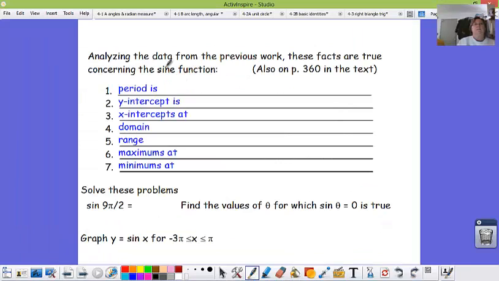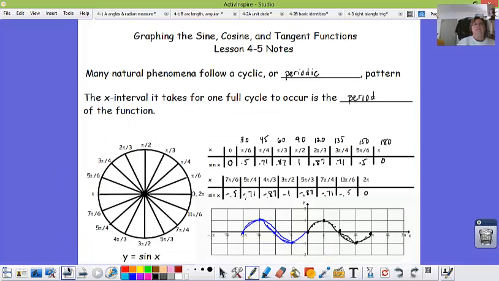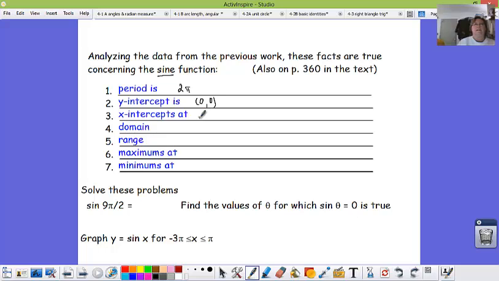Okay, the period for the sine function, all this data, by the way, is on page 360 in your textbook. The period is 2 pi radians. The y-intercept for the sine is at (0, 0). X-intercepts, I'm going to refer back to my graph. X-intercepts happen at 0, at pi, at 2 pi, it would happen again at 3 pi. It's multiples of pi where you find zeros for the sine. So they are at multiples of pi.